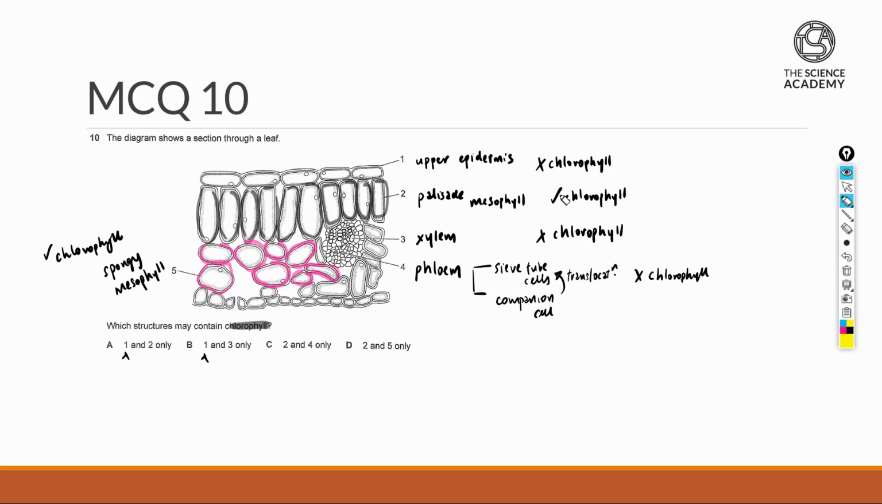However, this question here is just looking at the area that comes with the presence of chlorophyll, so we're looking for the option of 2 and 5, and therefore the answer for 10 is D.